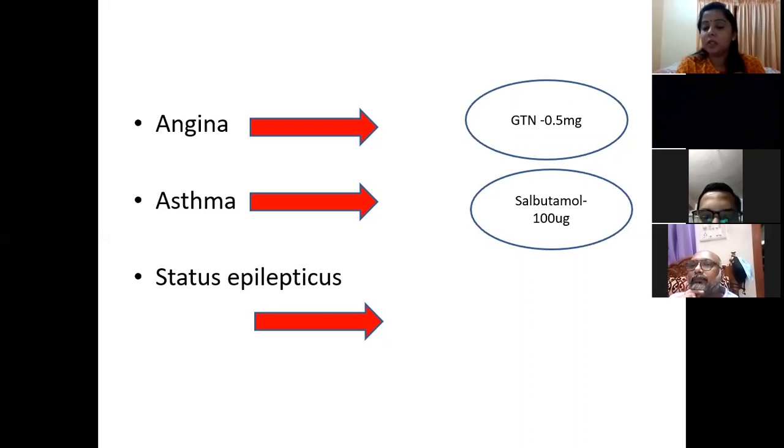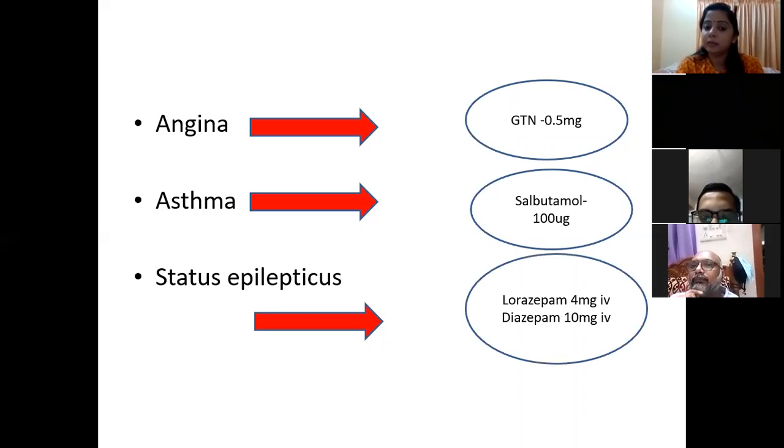Status epilepticus, the drug of choice: lorazepam, 4 milligram IV. It is the first drug of choice because you will get the desired effect with lorazepam. If lorazepam is not there in the options, you can go for diazepam, 10 milligram IV. These are certain drugs which are given in emergencies. So that's how you have to learn.